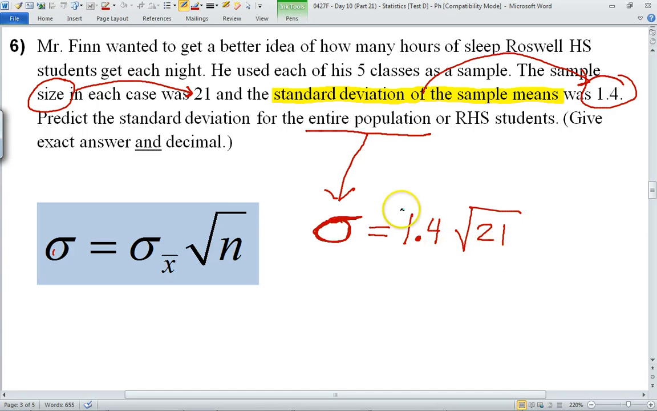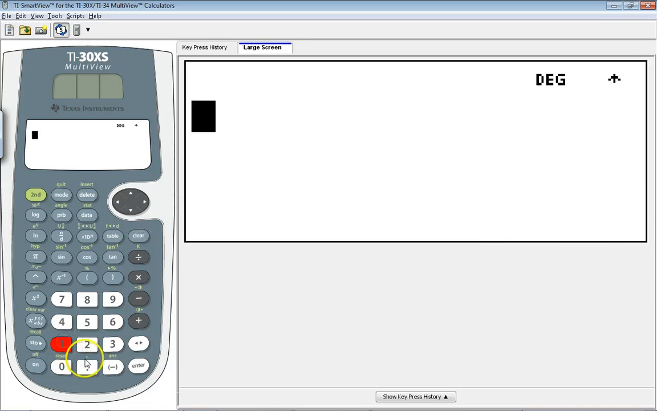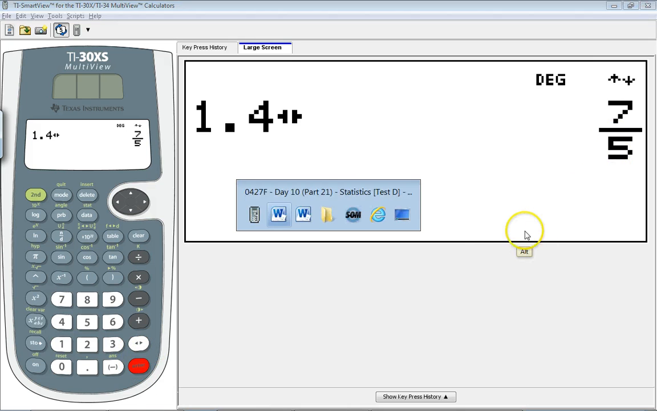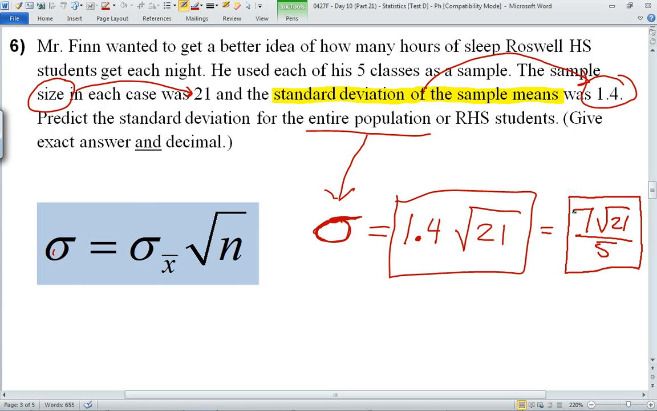1.4 times the square root of 21. I think this is the best we can do in terms of having an exact answer. Maybe you could turn 1.4 into a fraction. I'll do that just for fun. Okay, 1.4, toggle it. That's 7 over 5. So if I really want to be awesome, I could write this as 7 radical 21 over 5. Okay, that's an exact answer.